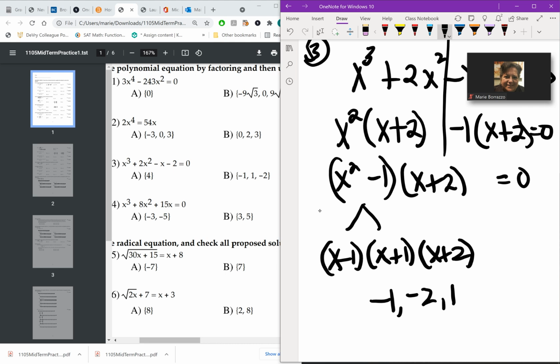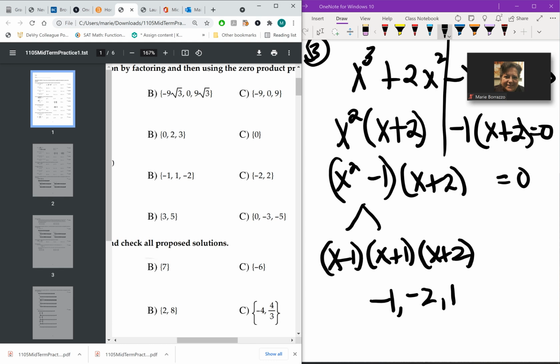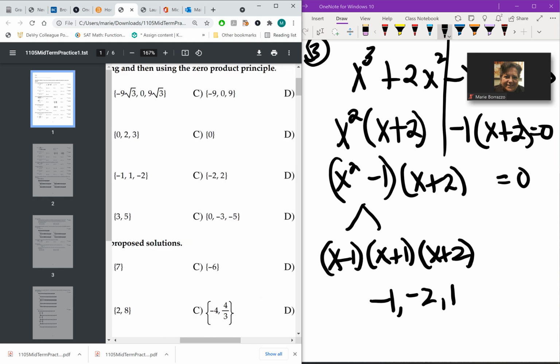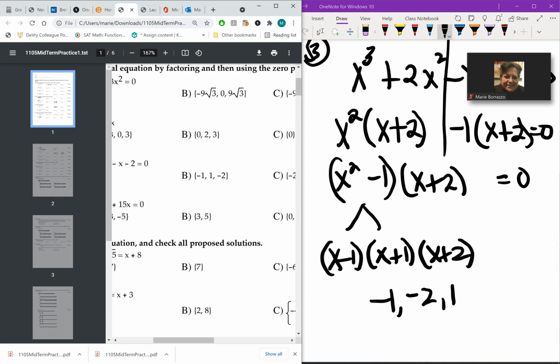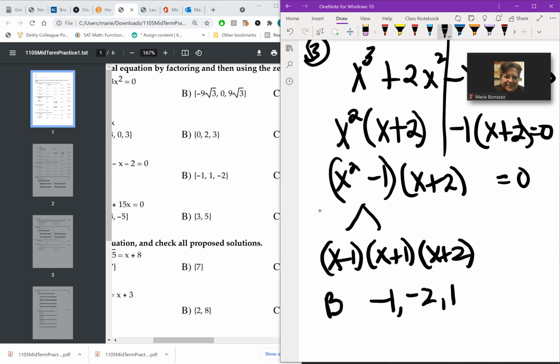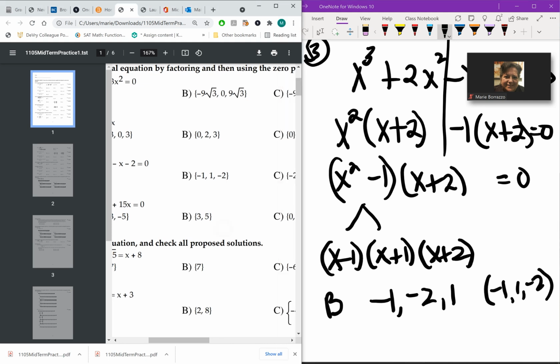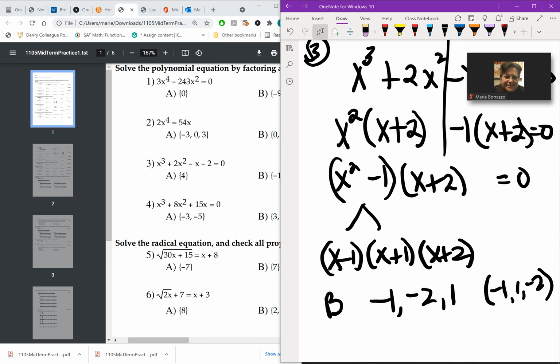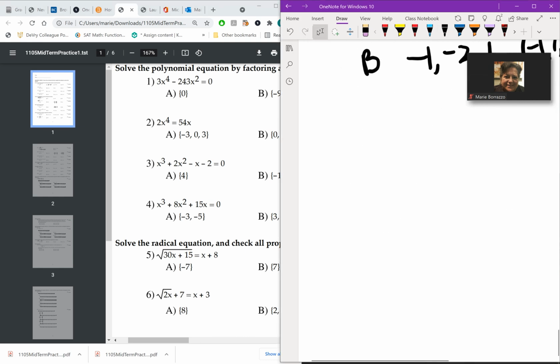So if I place the answer choices in order, it looks like you have answer choice B as a solution here. They did not put these in order. I don't know if you noticed, but it actually didn't matter. They wrote negative 1, 1, negative 2. And that's okay. Give them what they want. All right. Next question is question 4.